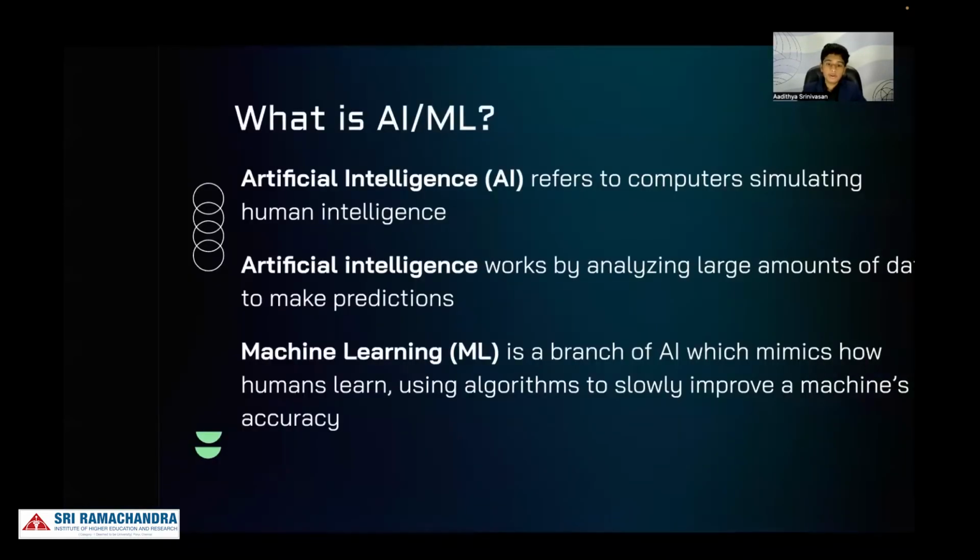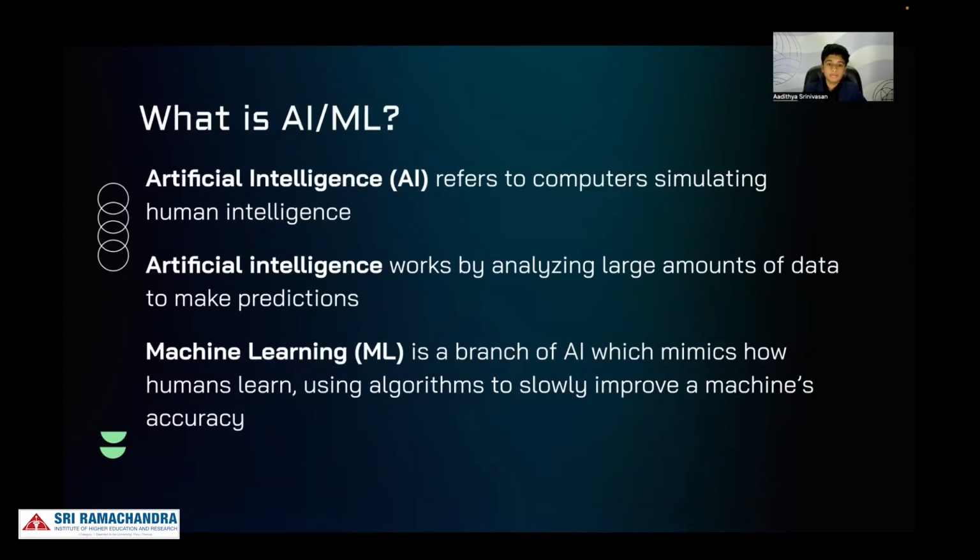So let me first start with what is AI ML? AI is the process by which computers simulate human intelligence. Machine learning is the branch of AI which focuses on how humans learn through the usage of learning algorithms. This field has the potential to transform various industries and professions significantly and has been recently growing exponentially.